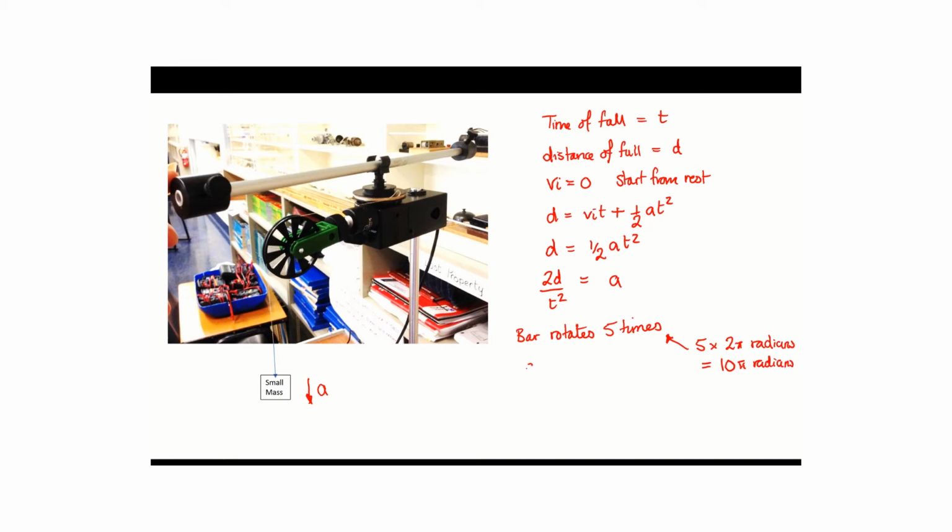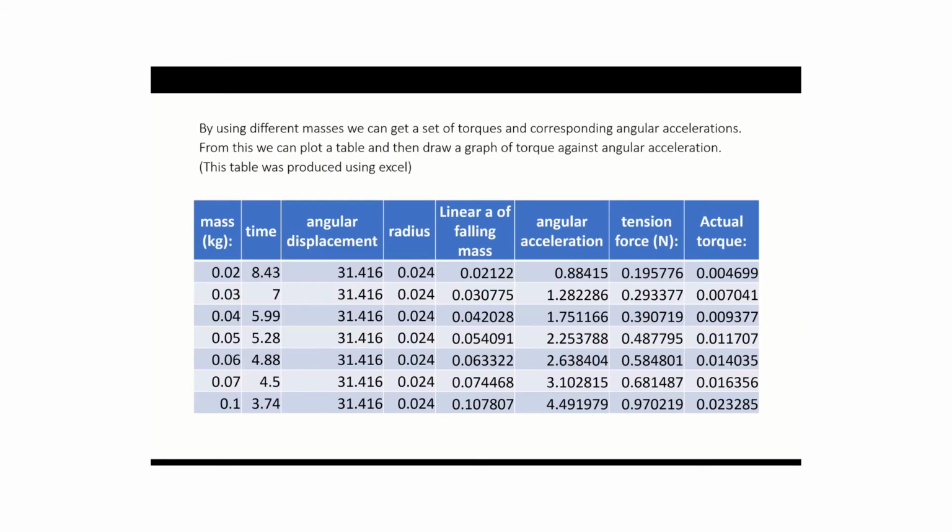We also know that d equals r theta. So for what we're going to do with this experiment, d will equal r, which was given on the previous slide, multiplied by 10 pi. So if we look on to the next slide, here is a set of data. I think it's a student set of data from the previous year.